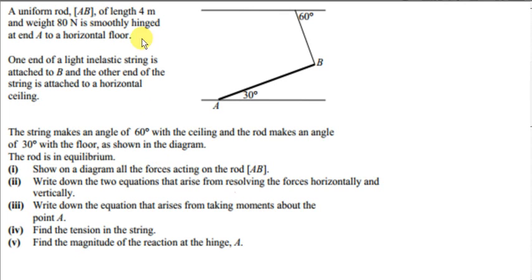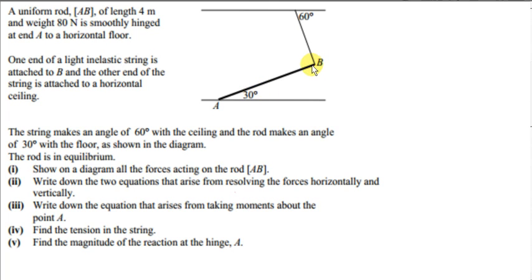A uniform rod AB of length 4 meters and weight 80 newtons is smoothly hinged at end A to a horizontal floor. One end of a light inelastic string is attached to B and the other end of the string is attached to a horizontal ceiling. The string makes an angle of 60 degrees with the ceiling and the rod makes an angle of 30 degrees with the floor. The rod is in equilibrium, so we want to show all the forces acting on the rod.